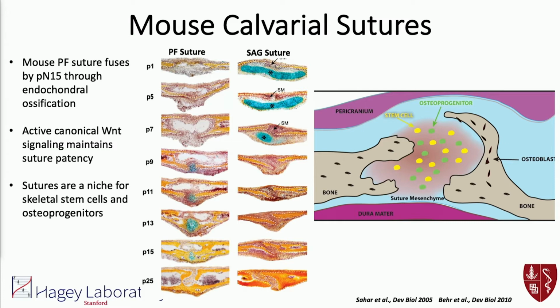And finally, the suture mesenchyme is a niche for skeletal stem cells and osteoprogenitors that work in coordination in this microenvironment with the overlying periosteum, the underlying dura mater, and the osteogenic bone fronts to coordinate cranial suture morphology and calvarial development.